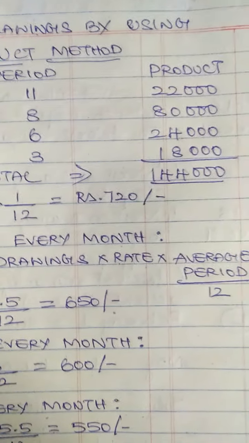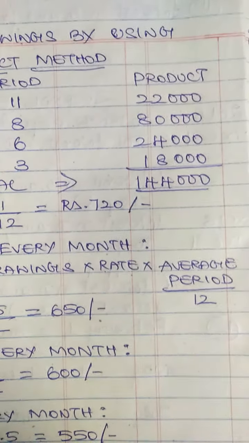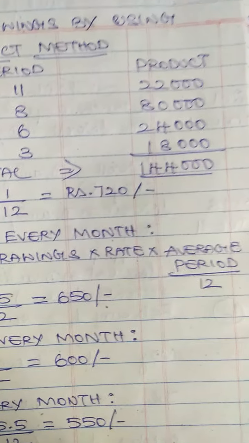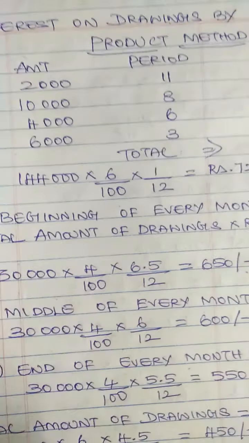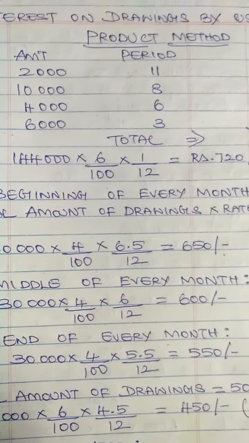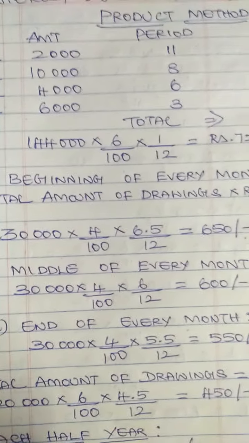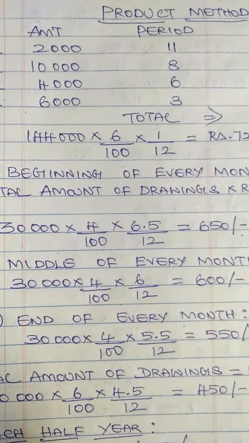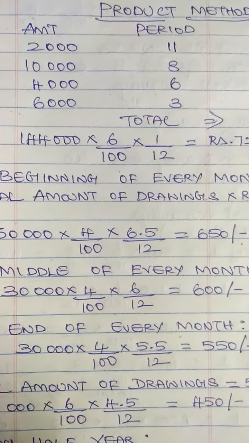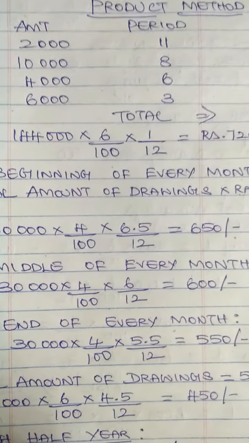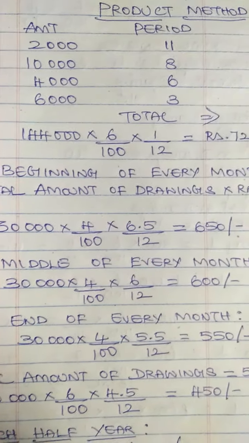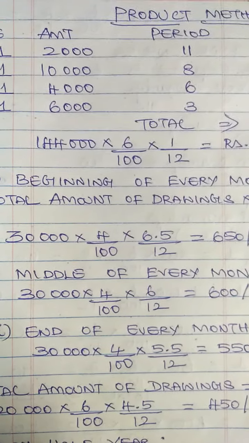So now we have to add all the month products. That comes to 1,44,000. Then again we see per month how much a partner has withdrawn. So the total product 1,44,000 into rate of interest into per month, that means 1 by 12. That comes to 720 rupees. Are you all understood, students? This is about sum number 15.